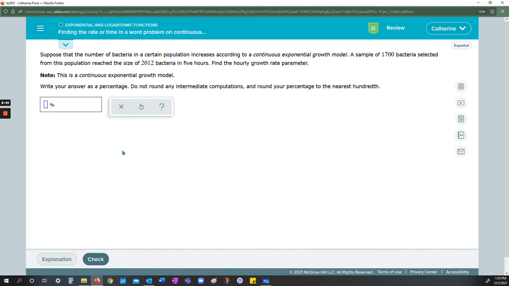Suppose the number of bacteria in a certain population increases according to a continuous exponential growth model. A sample of 1,700 bacteria selected from this population reached the size of 2,012 bacteria in 5 hours. Find the hourly growth rate parameter. Write your answer as a percentage. Do not round, and then round the percentage to the nearest hundredth.